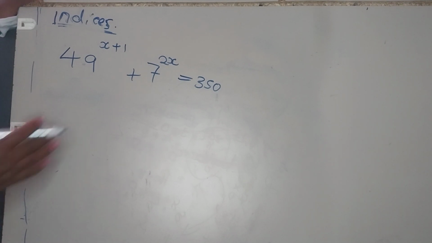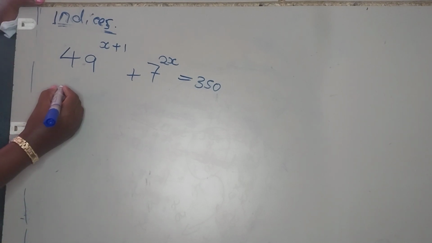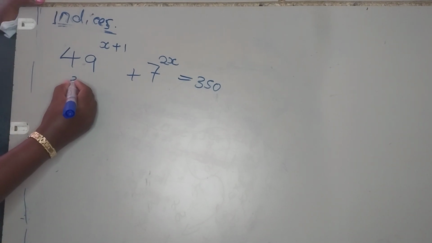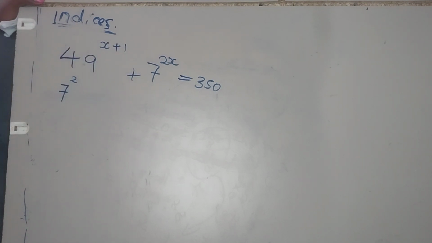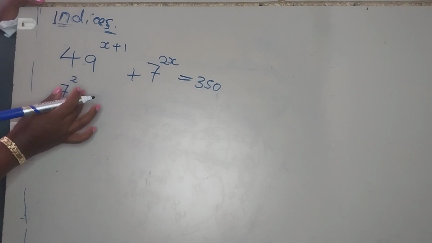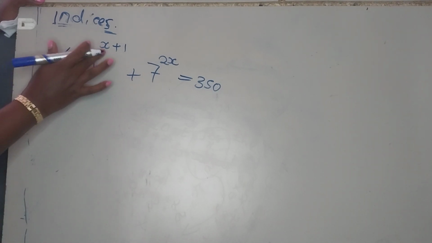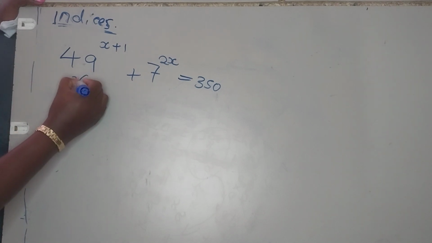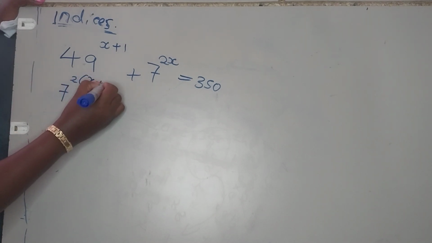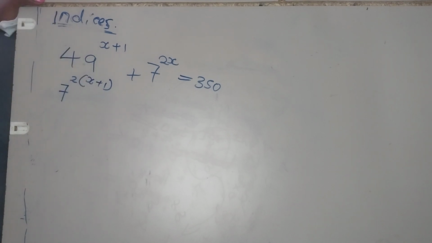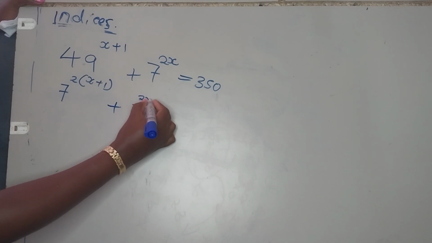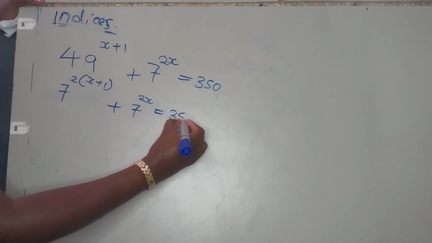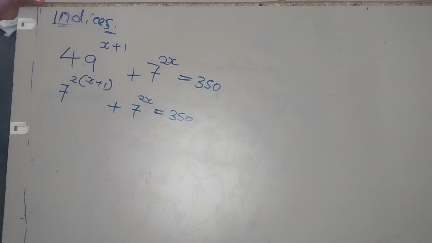The 49 as a 7 squared, so that we know what we are going to let. 49, we have said it is 7 squared. But the 49 had a power, which is x plus 1. If we choose to put it so barely, the 2 will only multiply the x. It is important to put the bracket sign there to show that the 2 multiplies everything in the bracket. Plus 7 to power 2x gives us 350.